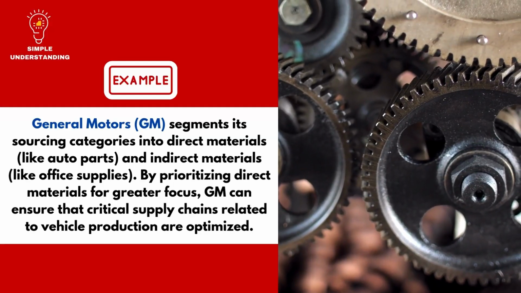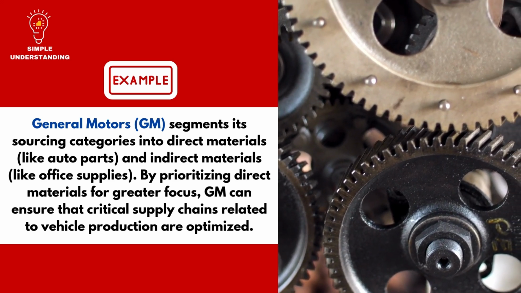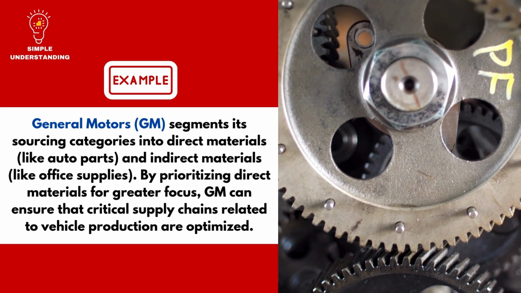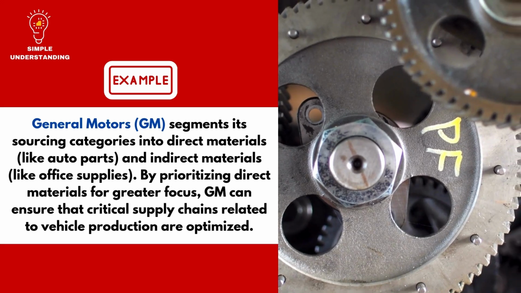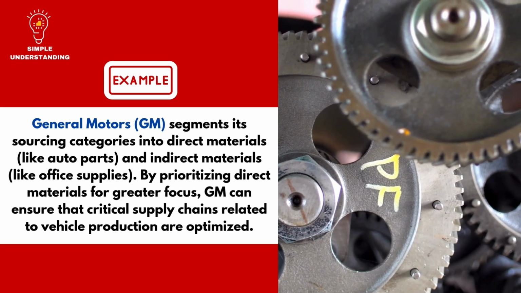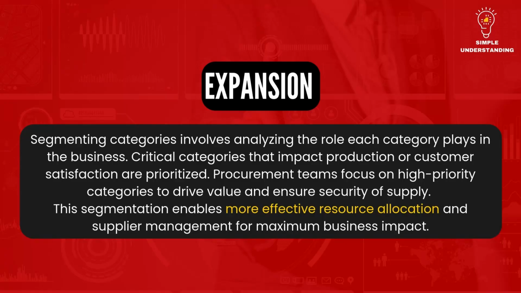Real company example. General Motors, GM, segments its sourcing categories into direct materials, like auto parts, and indirect materials, like office supplies. By prioritizing direct materials for greater focus, GM can ensure that critical supply chains related to vehicle production are optimized. Expansion. Segmenting categories involves analyzing the role each category plays in the business.